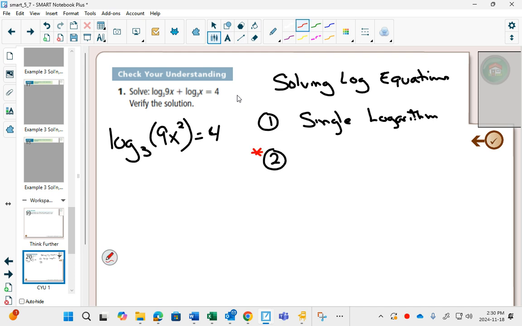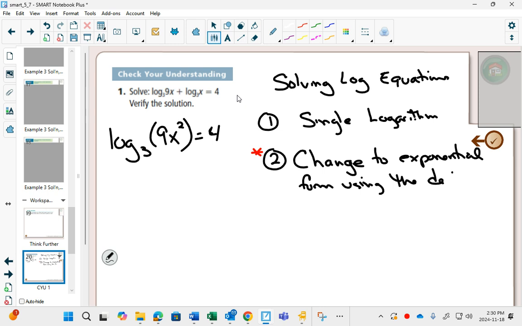Now, I'm going to put a red star beside number 2. And this is the hardest step in grade 12 mathematics. It's not hard to do. It is just extremely hard to remember. Right now we have a single logarithm. Once you have a single logarithm, you can change to exponential form. The base is 3, the exponent is 4.